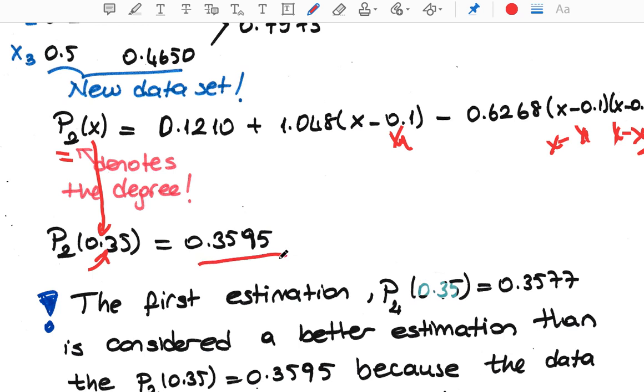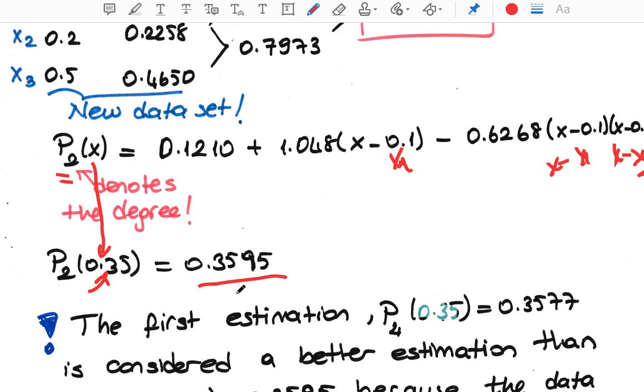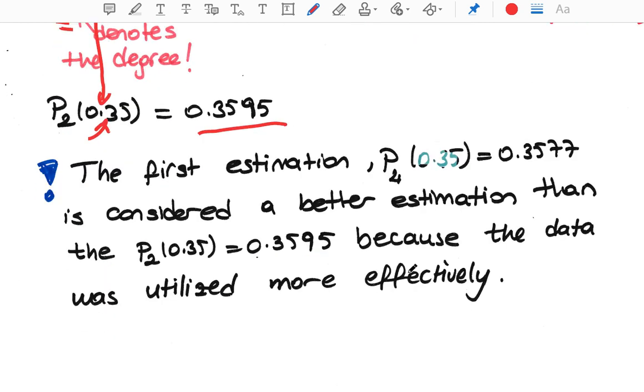Okay guys, let us compare the answers. The first estimation gives us 0.3577, and the second gives me 35.95. So we can say that if we use all the data set, this is better than a small part of the data set, because you are using your data set more efficiently. You utilized all these points. So this describes the behavior of the function more efficiently.